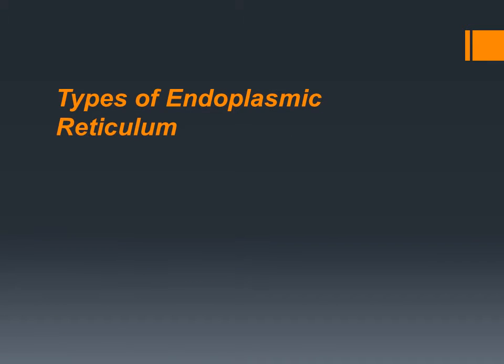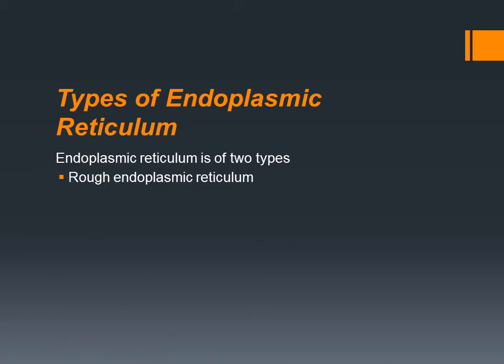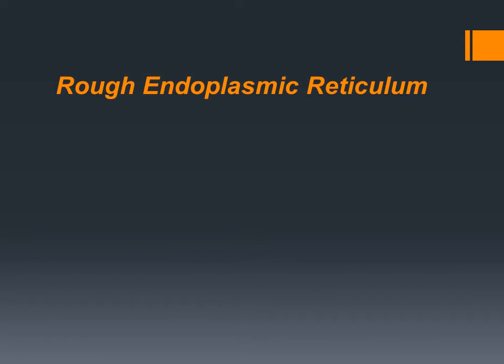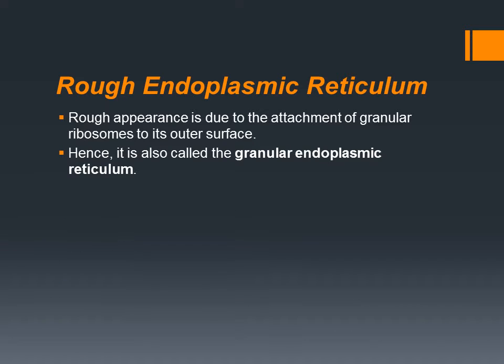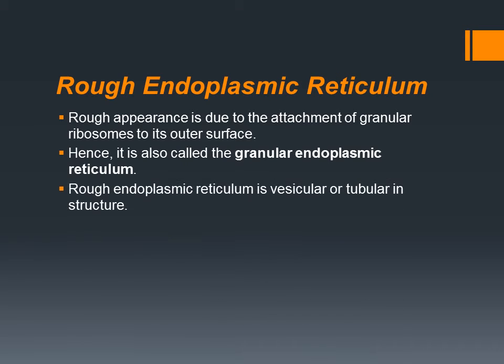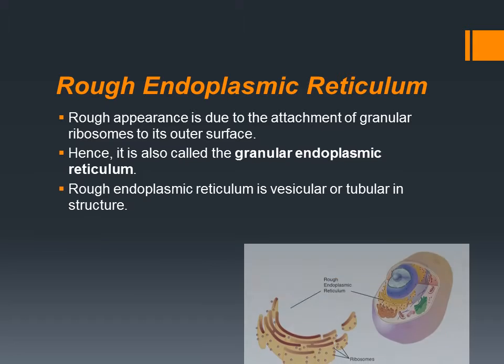Types of endoplasmic reticulum. There are two types of endoplasmic reticulum: rough endoplasmic reticulum and smooth endoplasmic reticulum. Rough endoplasmic reticulum. Rough appearance is due to attachment of granular ribosomes to its outer surface. Hence, it is also called the granular endoplasmic reticulum. Rough endoplasmic reticulum is vesicular or tubular in structure.